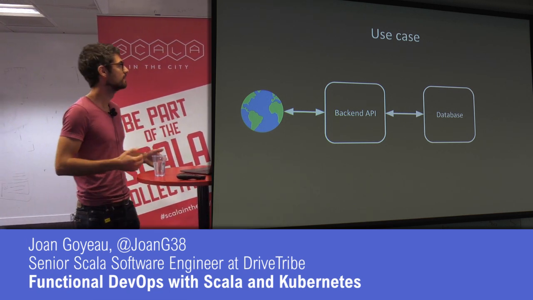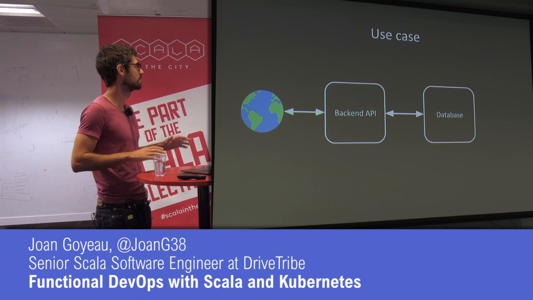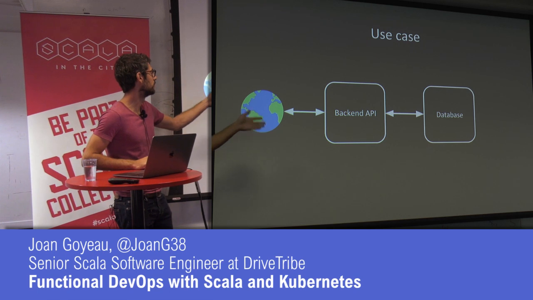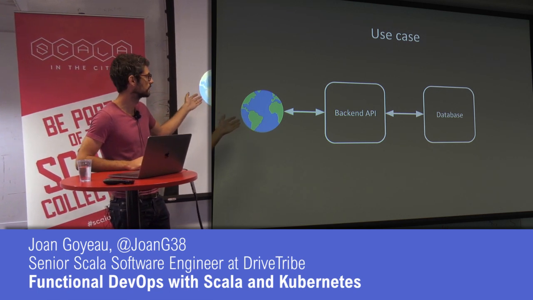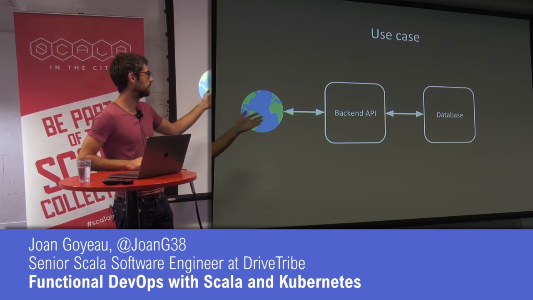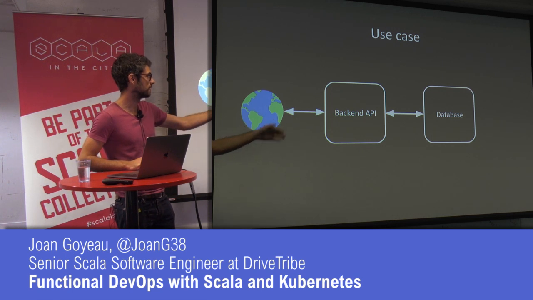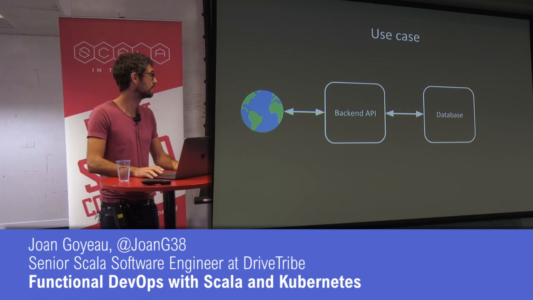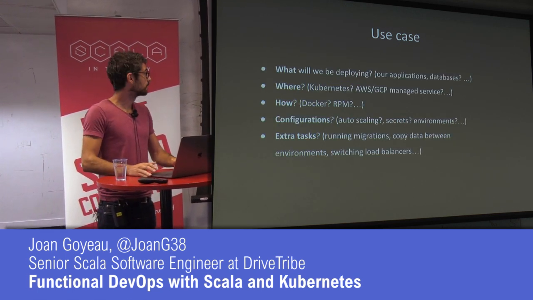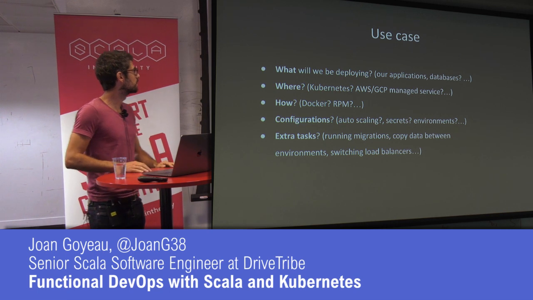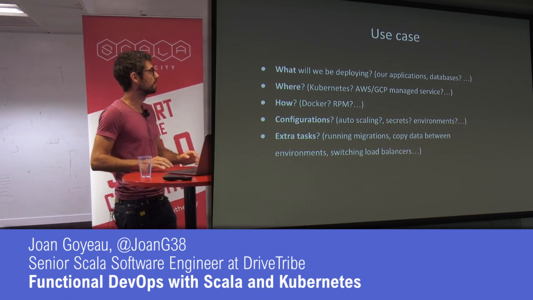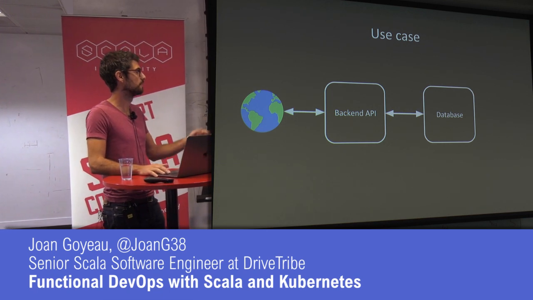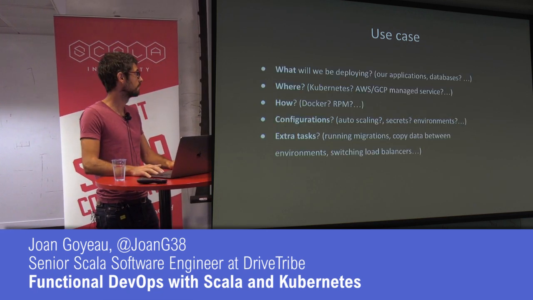Let's make a use case. So like the most simple use case ever. We're just going to deploy a backend API, probably a REST API that can be accessible from the internet, and this backend API is going to probably persist stuff in a database and query it back. So really simple. As a DevOps, I probably need to ask myself these questions: what am I deploying? So here it's pretty simple. I'm just going to deploy a backend API and a database.